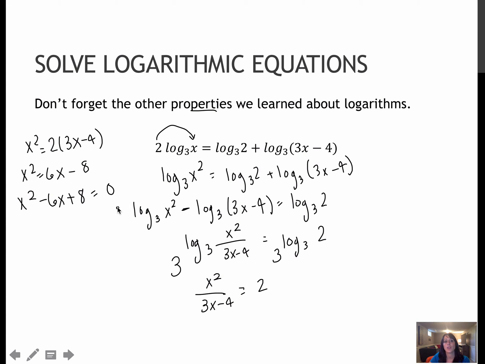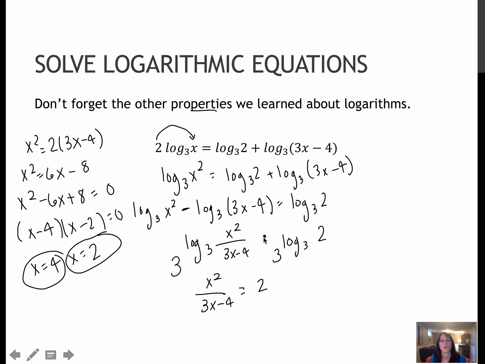From here, I would try to factor numbers that multiply to 8 that add to negative 6. That would be negative 4 and negative 2, which means my solutions, of course, would be both 4 and 2, and then I need to double check that that works. Here I've got 3 times 2, which is 6 minus 4, that's positive. If I use 4, 3 times 4 is 12 minus 4, which of course is also positive. So both of these are solutions for this logarithmic equation.